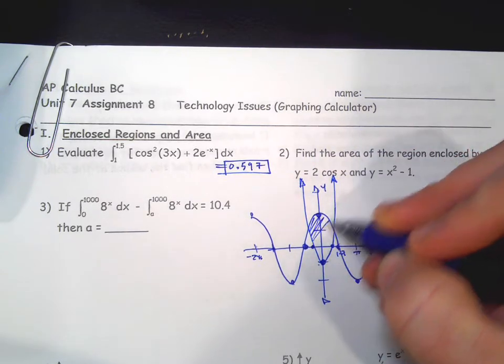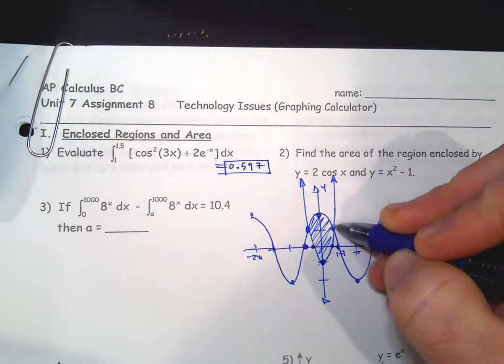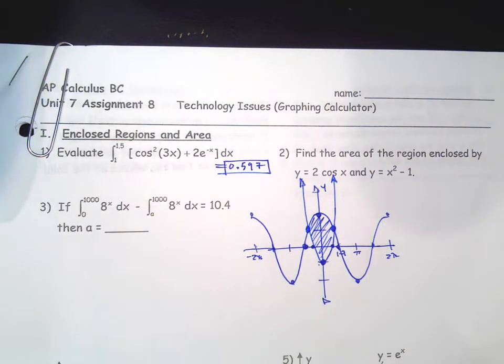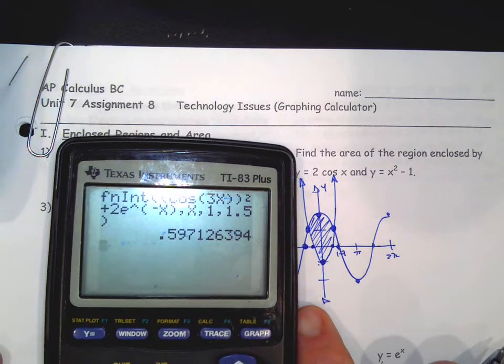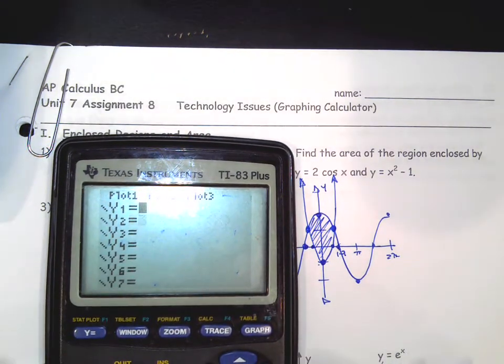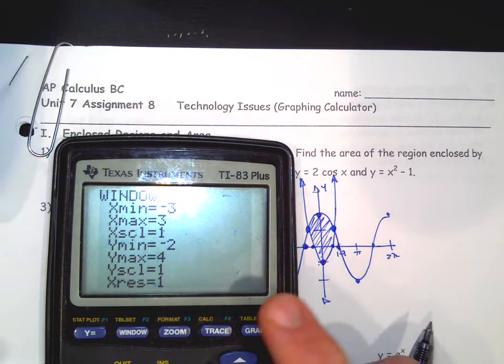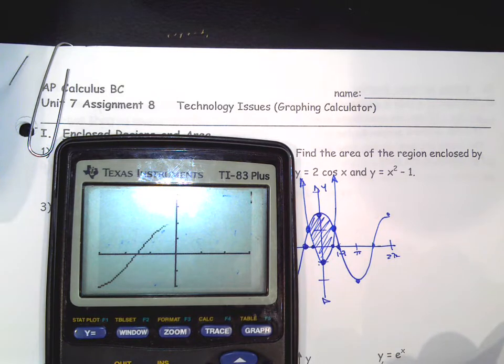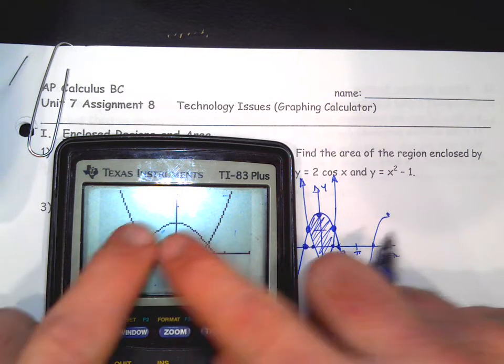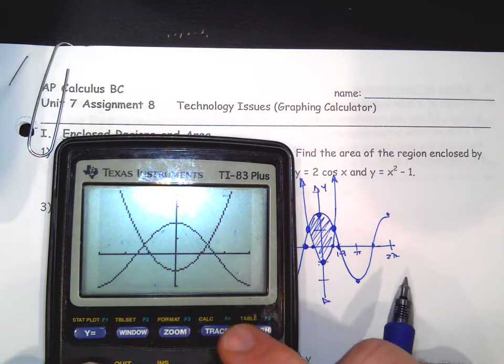So one thing we're going to need to do on our calculator, because I don't think solving by hand will work, is find the intersection points. So that should be something you guys should be able to do. I'm going to type these into my calculator. So 2 cosine x, make sure you're in radian mode. You have trig, x squared minus 1. Window, I think negative 3 to 3, negative 2 to 4 looks good. So here's your cosine curve. And there is your parabola. So we're going to find these two intersections. It looks symmetric, so probably just find one, but I'll probably just do them both.